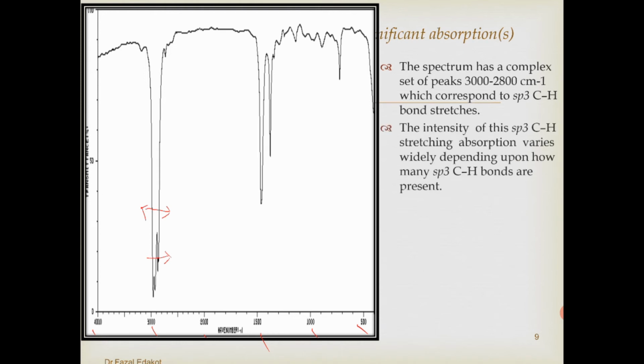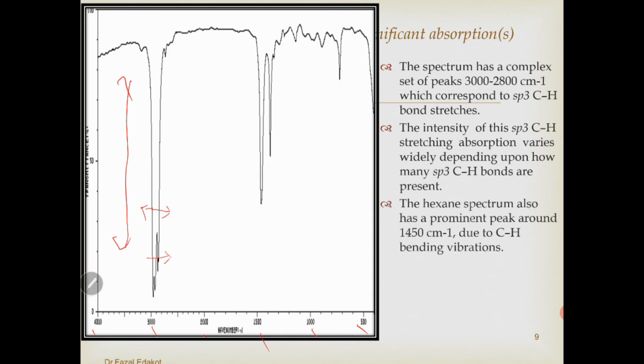The intensity of the sp3 C-H stretching absorption varies widely depending upon how many sp3 C-H bonds are present. So the intensity depends on how many C-H bonds are present. The hexane spectrum also has a prominent peak around 1450 per centimeter due to C-H bending vibrations. So 1450 comes somewhere over here. This one is due to C-H bending vibrations.